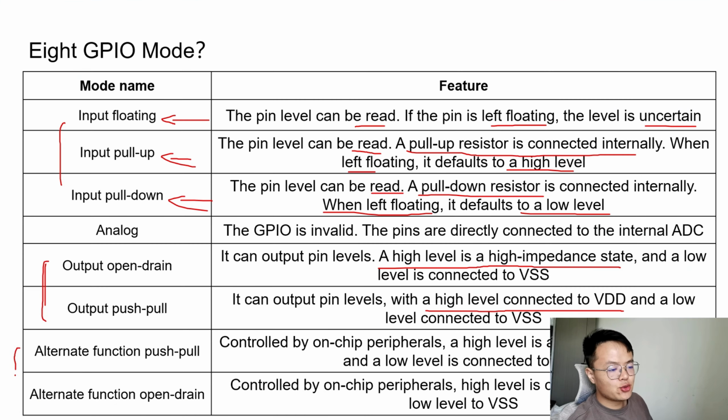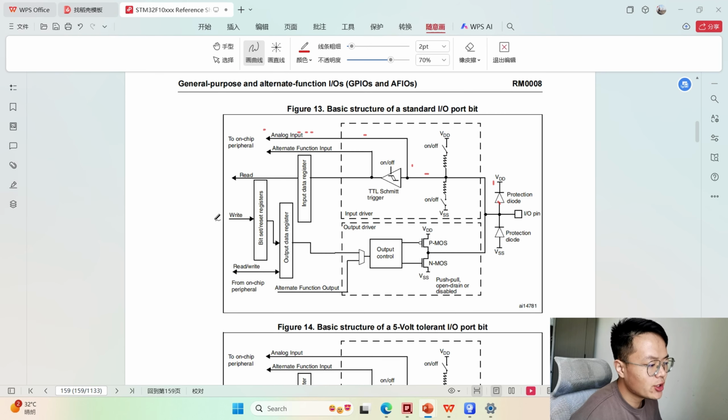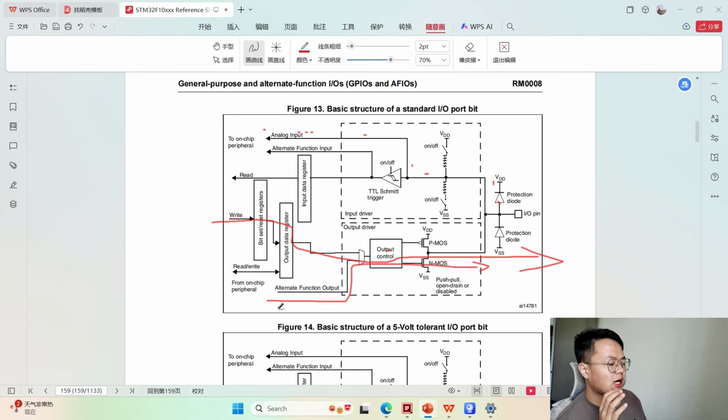And the last two are alternate function push-pull and alternate function open drain. The difference from the upper two, output open drain mode and output push-pull mode, is that these two pins are controlled by on-chip peripherals. We can see this picture. Generally, we use this path to control the output pin. And we also can use this path. It means we use on-chip peripherals like I2C or UART to control this output pin. And we also configure this output pin as open drain mode or push-pull mode.